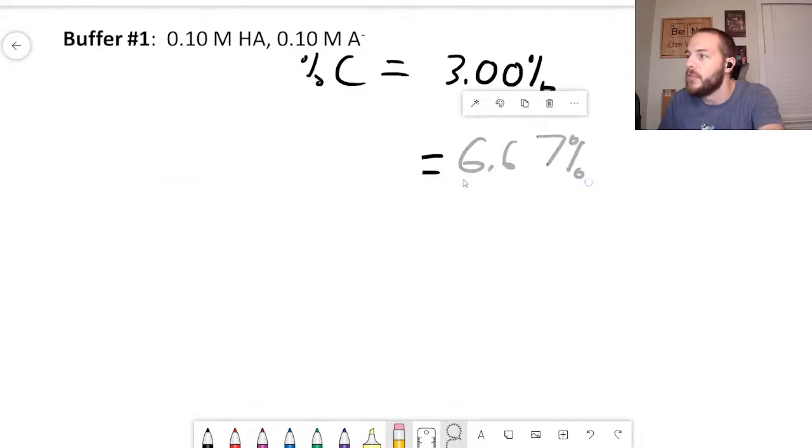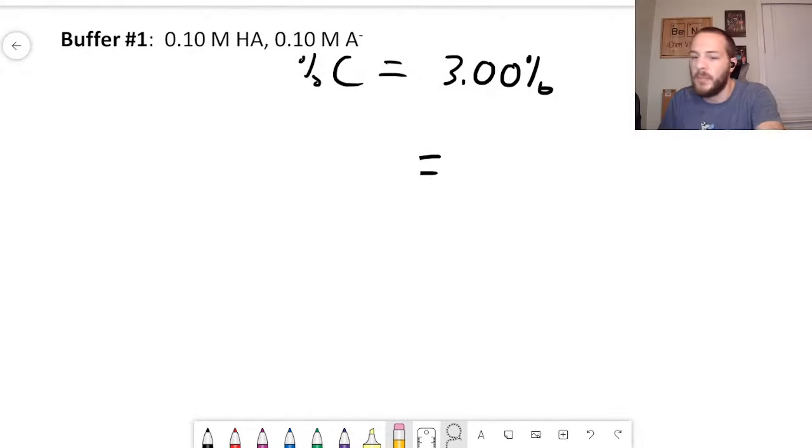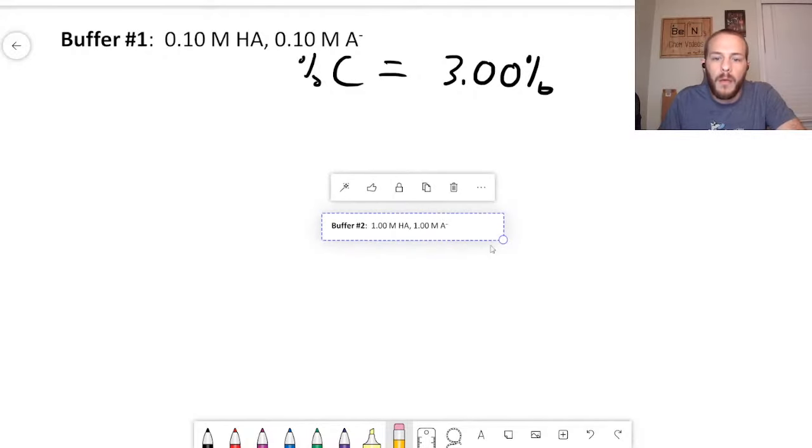But now we have a different buffer number two, right? So I'm going to delete the buffer number two from that previous example, and I'm going to paste in the information for our new buffer number two, now that we're comparing absolute concentrations, not relative amounts. So give me just a second. I'm going to paste that information in real quick. So here we go. All right.